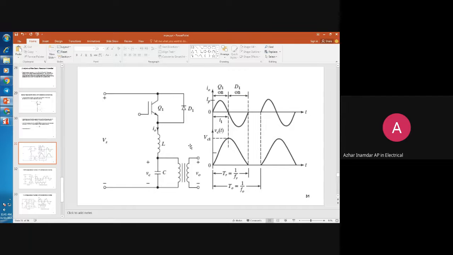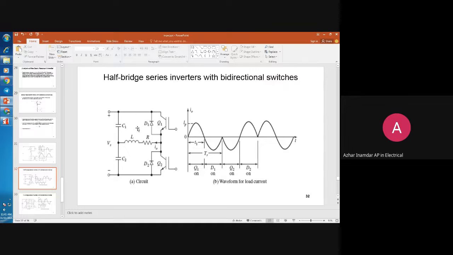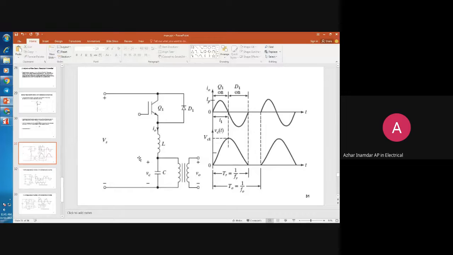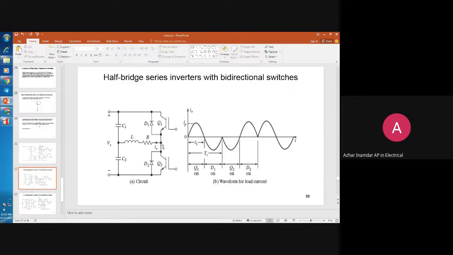Next one, you can see here, is the half bridge series inverter with bidirectional switches. This is the simple or basic series resonant inverter with bidirectional switch. Now this also has disadvantages, because the inductor is not coupled, so we can use a different technique, which is the half bridge series inverter with bidirectional switches.